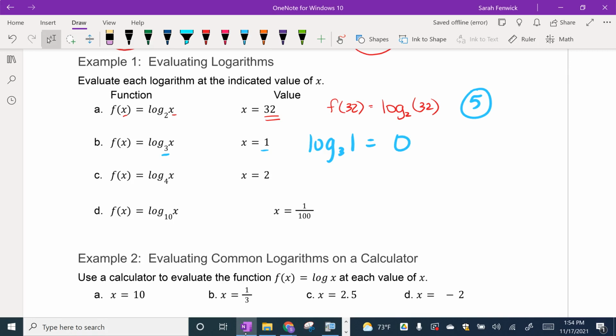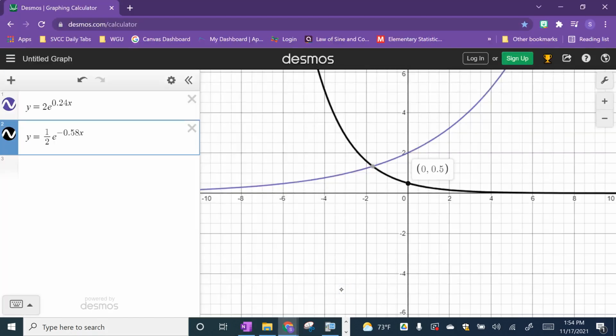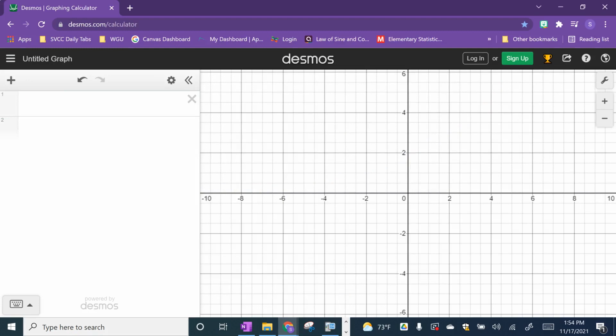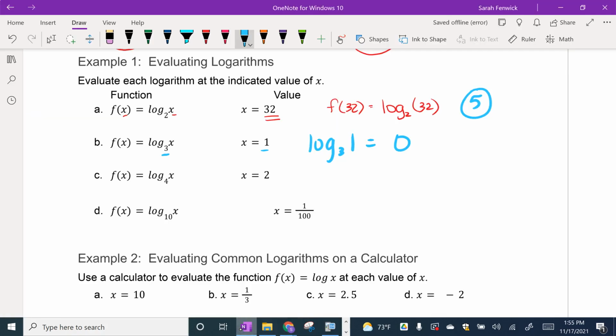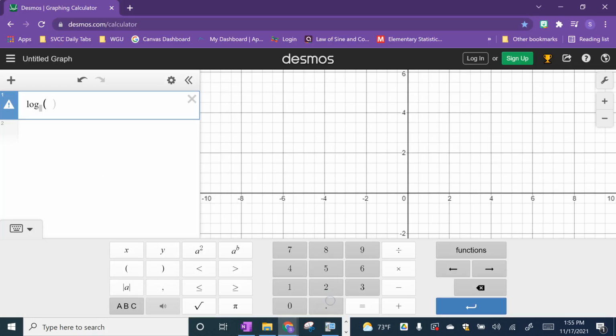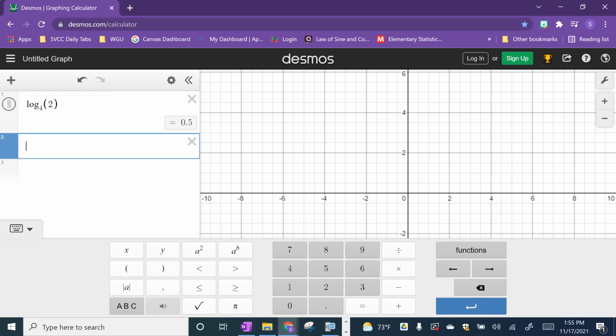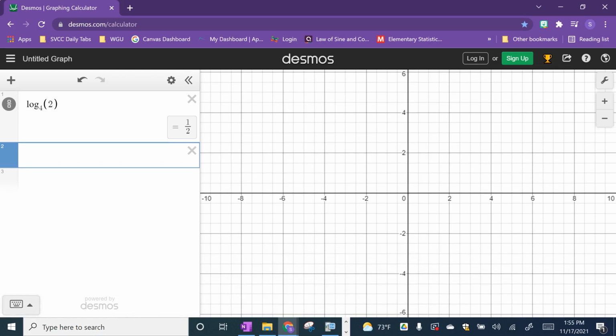Now let's use Desmos for a couple of these. So if I want to use Desmos, I am going to use functions, miscellaneous, log base A. It was log base 4, sorry, of 2. Log base 4 of 2. So back down here, anytime you go off the screen, it kind of moves you around. Log base 4 of 2. Make sure it goes in the right spot. 0.5, I prefer a fraction, so I'm going to put 1/2.